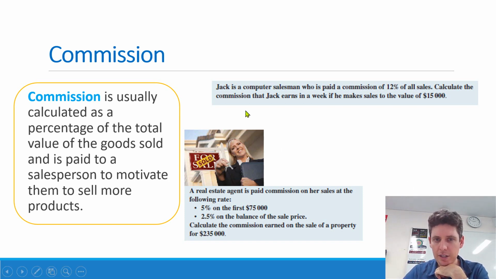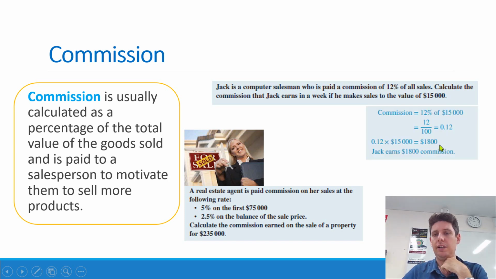Okay, so let's look first at this example with Jack. Jack is a computer salesman. He's paid a commission of 12% of all sales. So if he sold lots of computers and things, and he sold them all for $15,000, what commission would he get? Well, we simply times that by 12 over 100, because remember, percentage means out of 100. And he would get a commission of $1,800.